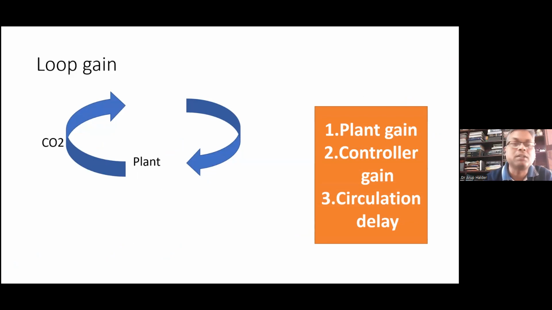Suppose there is a plant which produces carbon dioxide, and this carbon dioxide production is kept at a fixed rate by a controller which actually monitors the plant to see what is the rate of production of carbon dioxide. If the rate of production of carbon dioxide is very high, then it sends signals to the plant that you decrease your production, or if the rate of production is very low, it sends signals to the plant that you increase your production.